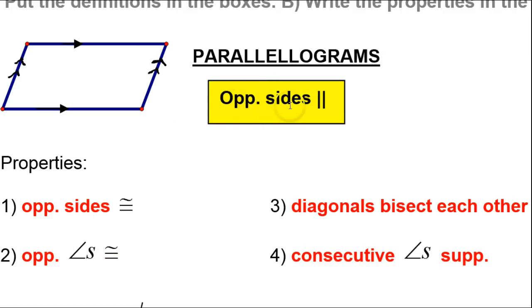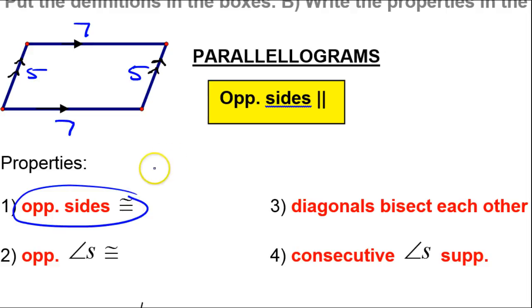In addition to the definition, which is that opposite sides are parallel, we also know that opposite sides are congruent. So for example, if this is 7 over here, then this will be 7. If this is 5, then this will be 5. What about the rhombus? Because you said the rhombus is all the same. We'll get to the rhombus next. But this is just for, in general, all parallelograms, opposite sides are congruent.